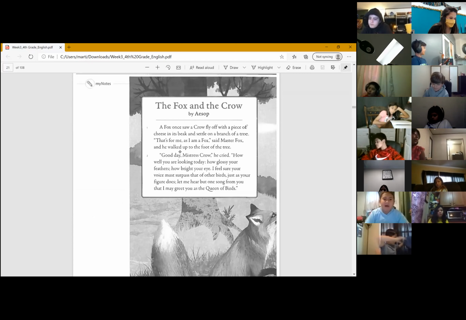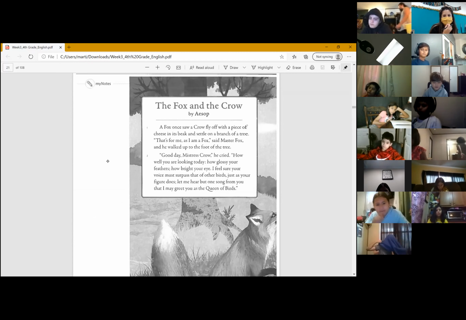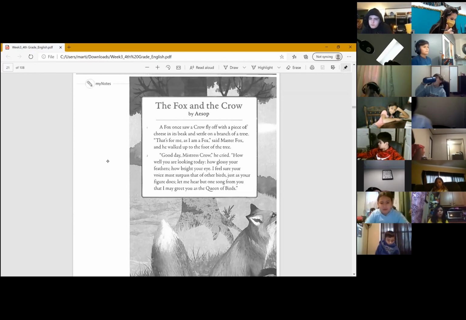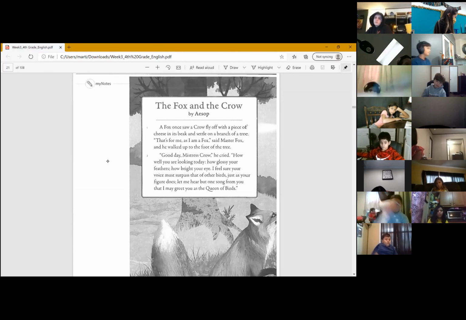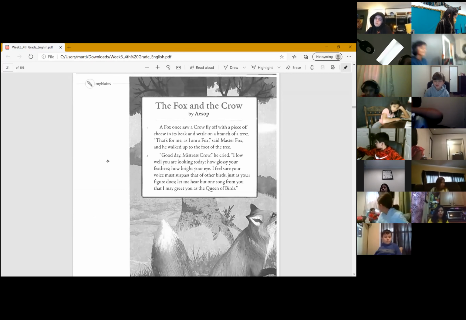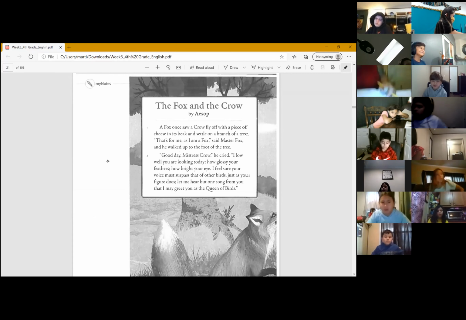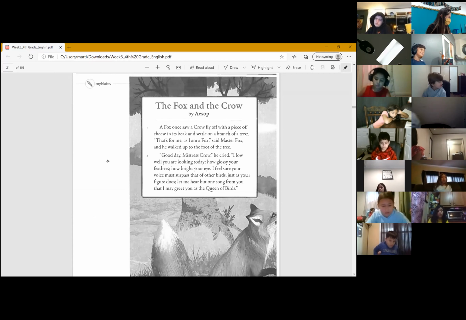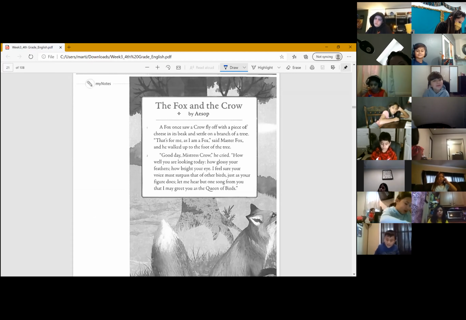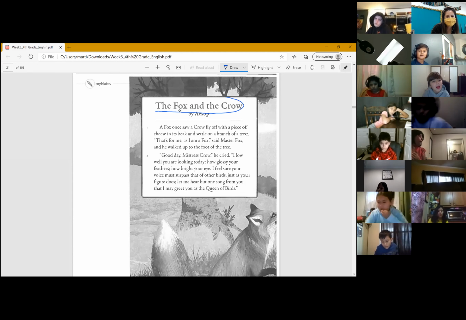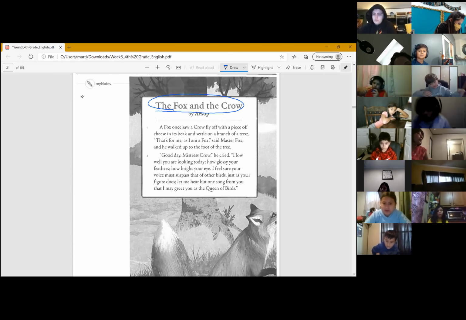Are y'all ready? This little blank space out here is for your annotation, so make sure you're using it and you're doing all of this with me. If I write something, you write something. Got it? Okay, give me 1 second. Okay, so the Fox and the Crow. The Fox and the Crow. I know when I come to a text, I need to write the genre.